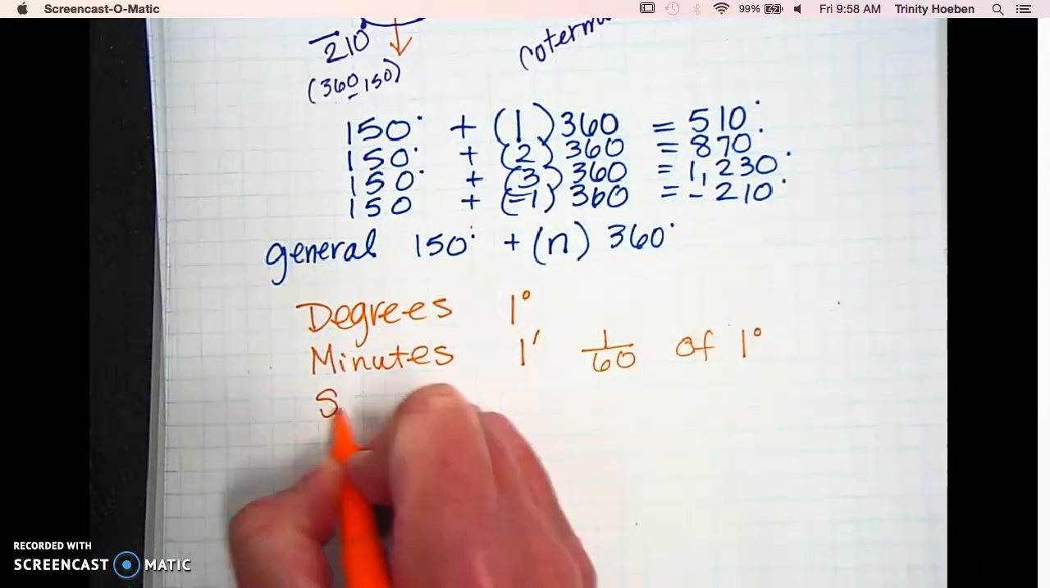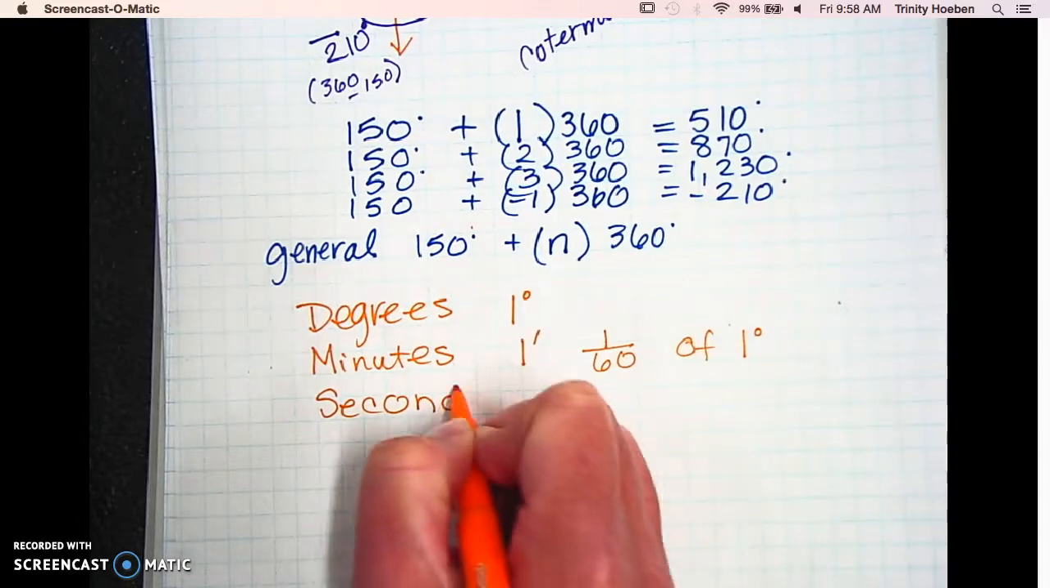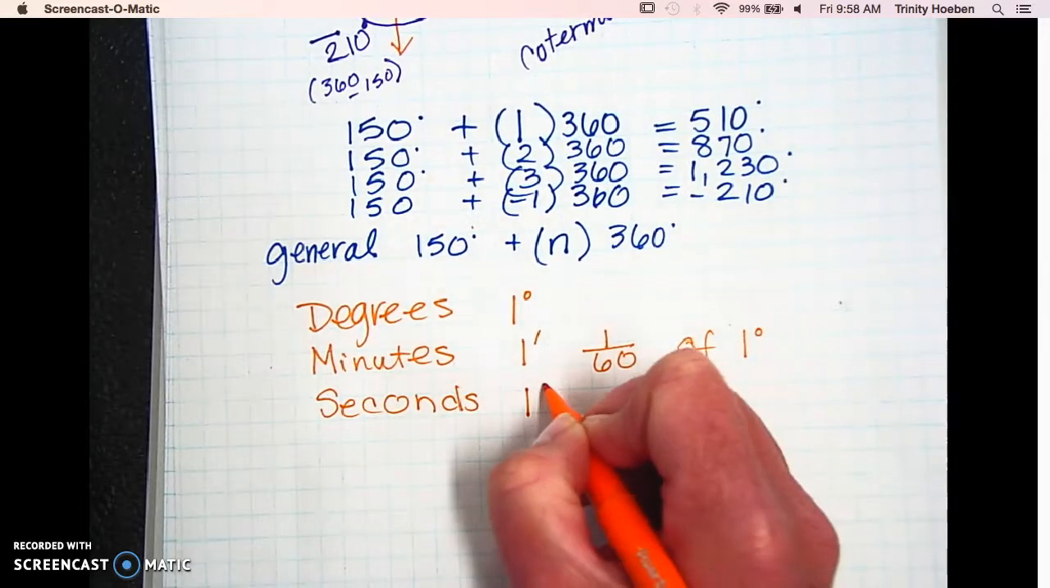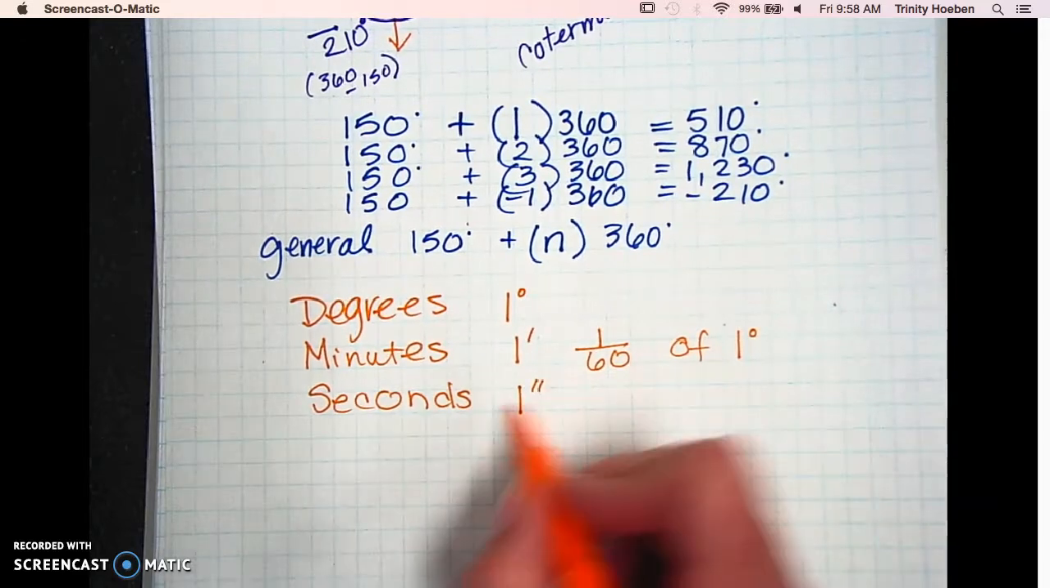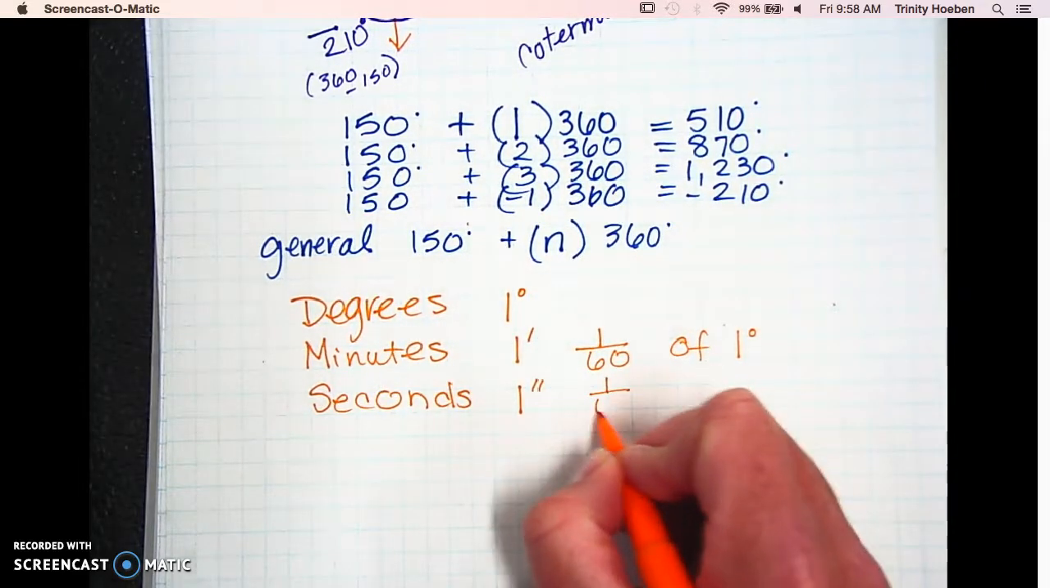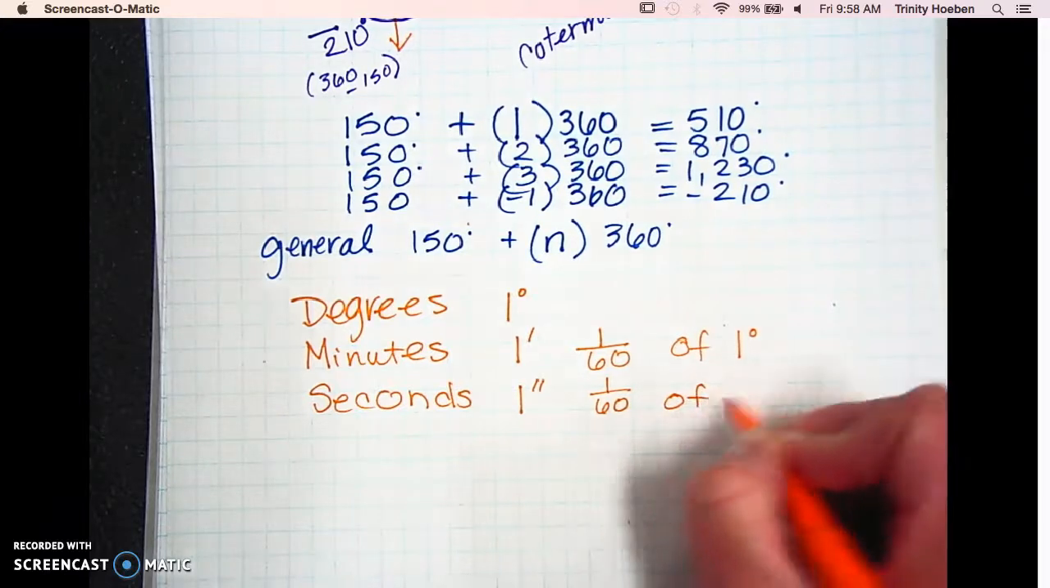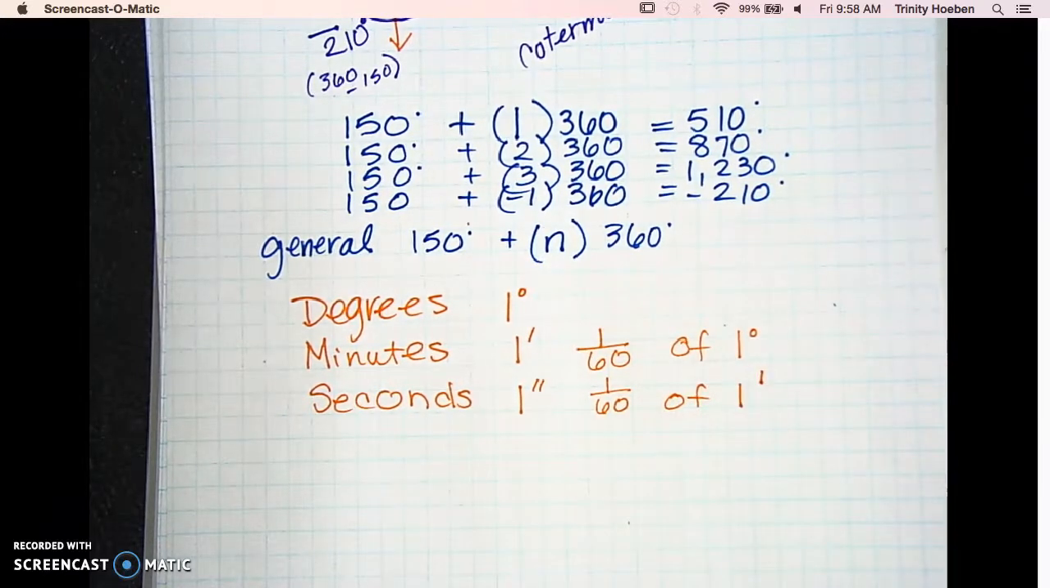And then seconds are going to be written as a double apostrophe, which to me, I always learned it looks like inches, but here it's going to mean seconds, and 1 second is 1/60th of 1 minute. Okay?